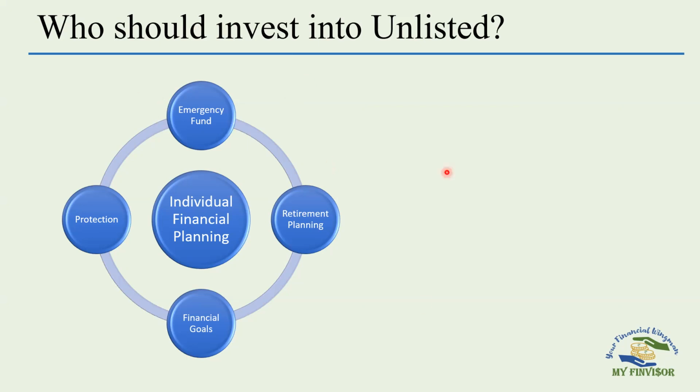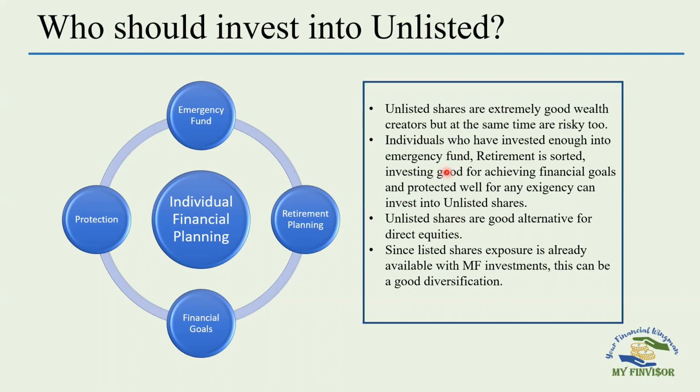And then retirement planning and goal setting is a very simple thing. Whoever is already investing for their child's marriage, or their child's graduation expense, or their own retirement, and is well versed in it. And of course protection, whoever is well protected. So these are the people. The remaining surplus, after investing in all this, should go into unlisted securities.